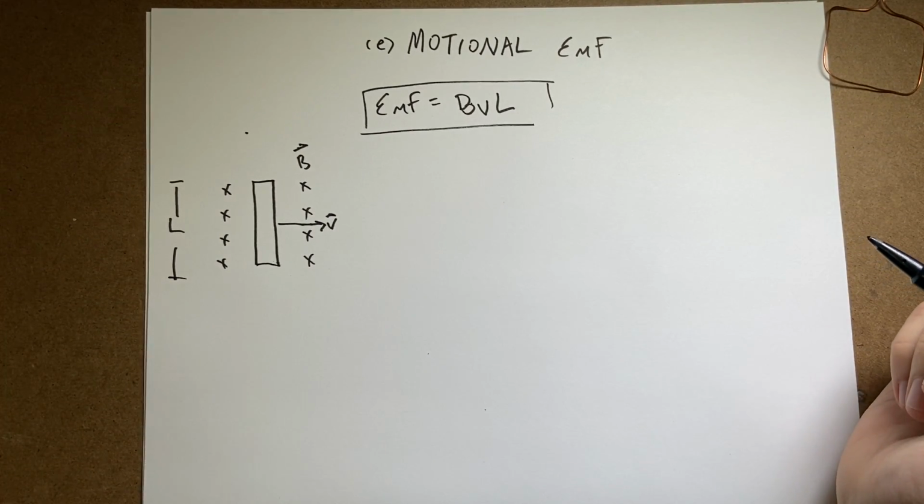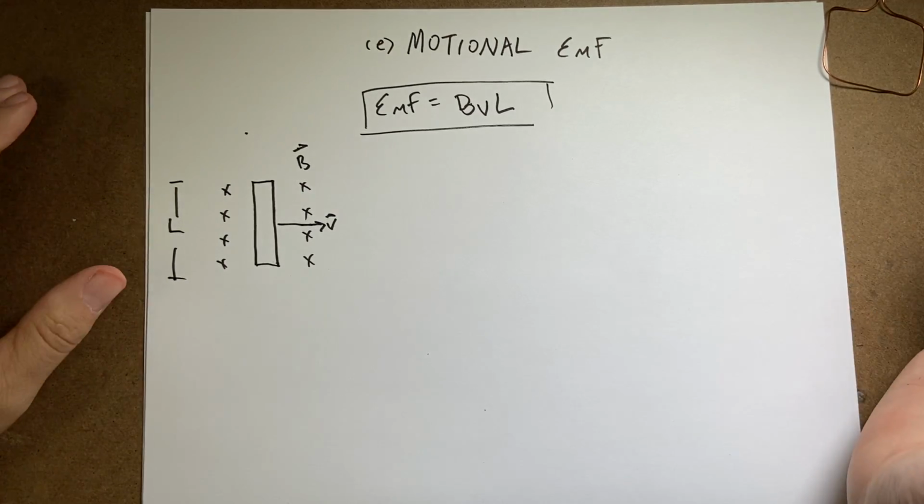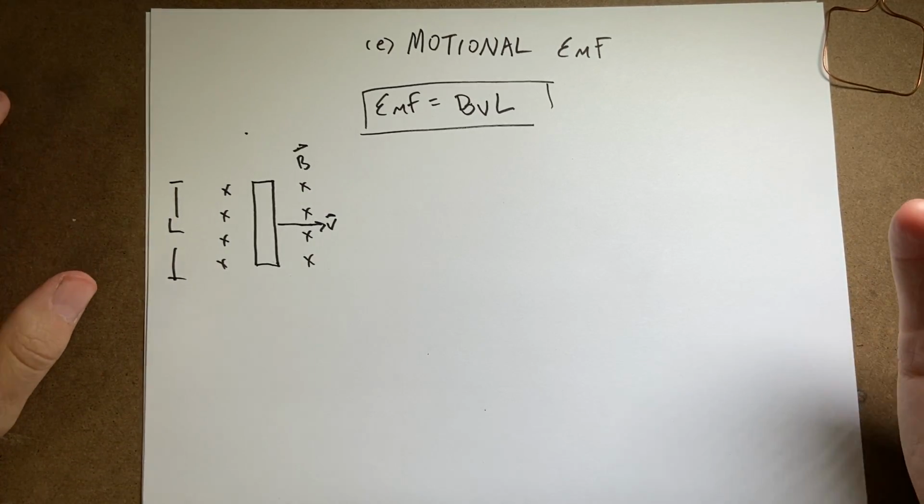Okay, so we're in the whole chapter. We're looking at what happens when you change the magnetic field. And this problem keeps coming up about, it's called motional EMF.